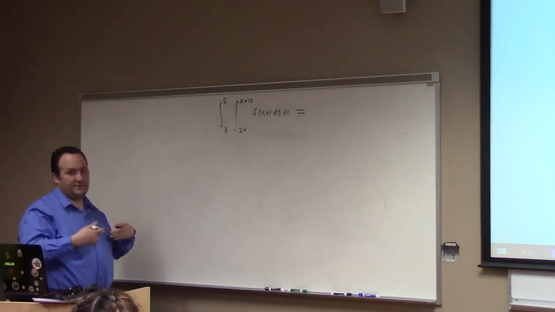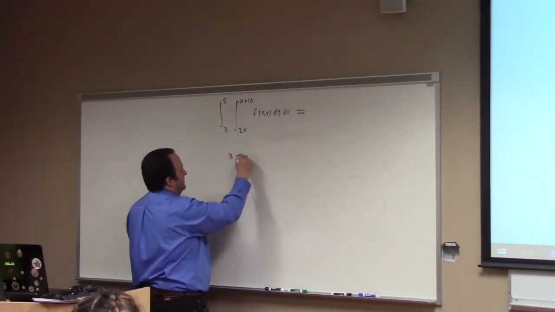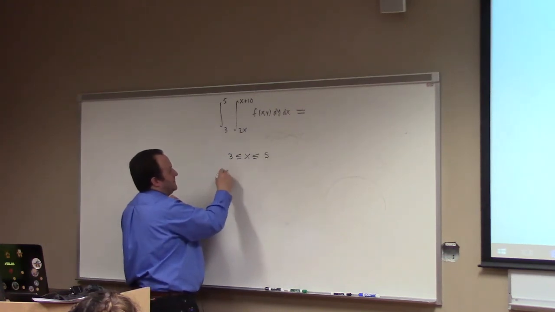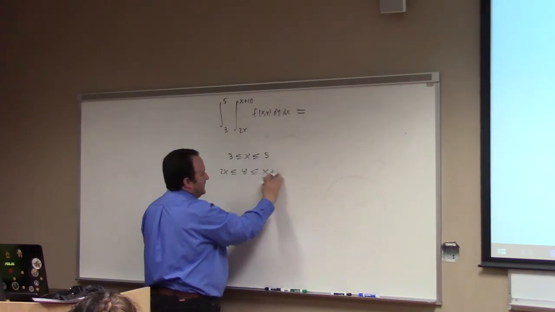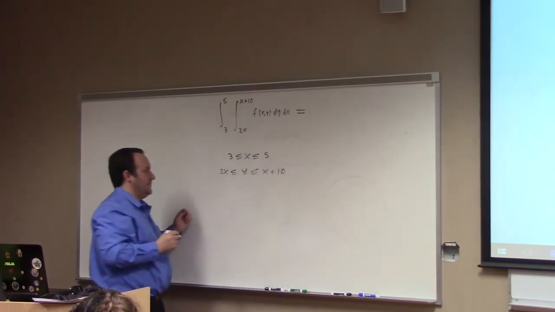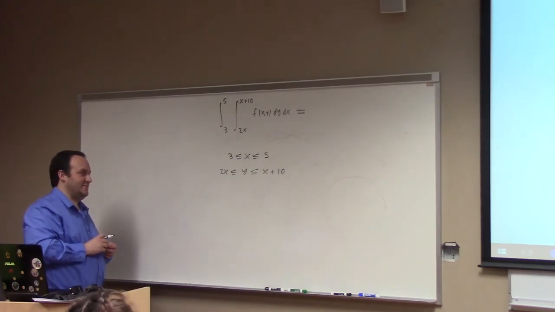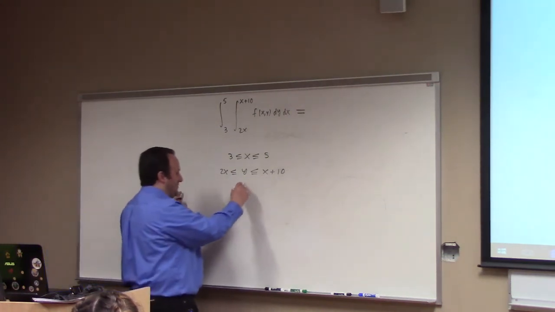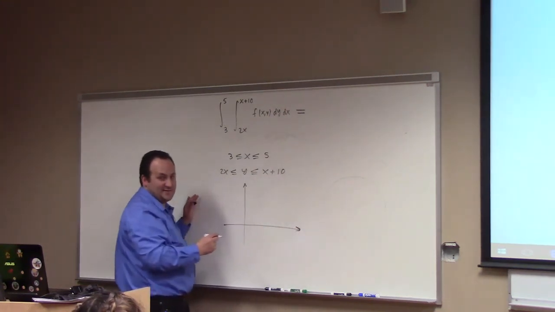So what I do when I'm faced with something like this is, first of all, I come to terms with what I'm looking at. I've got 3 less than or equal to x less than or equal to 5. I've got 2x less than or equal to y less than or equal to x plus 10, all right? Now, we'll soon be the judge of whether or not my problem is reasonable. If needed, we'll adjust it to be reasonable. So at this point, I've got to draw the picture and find out.